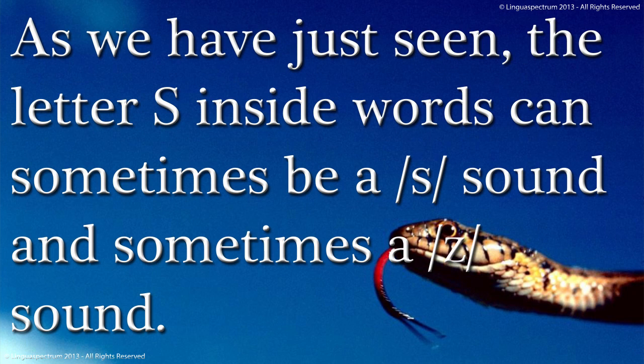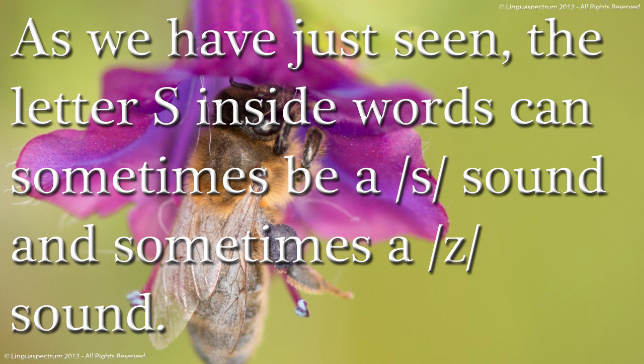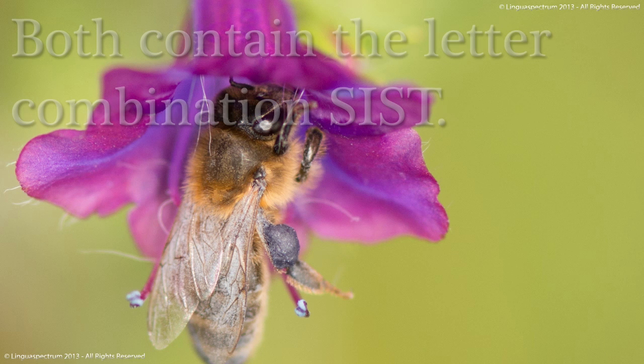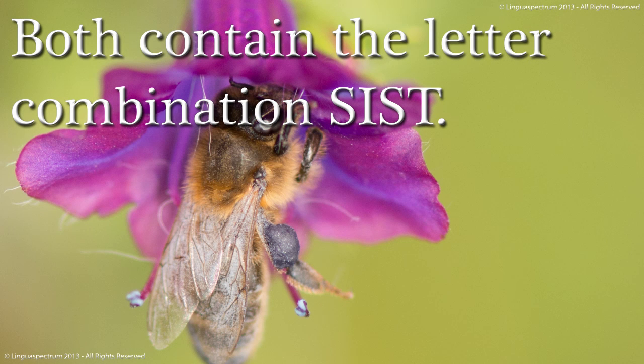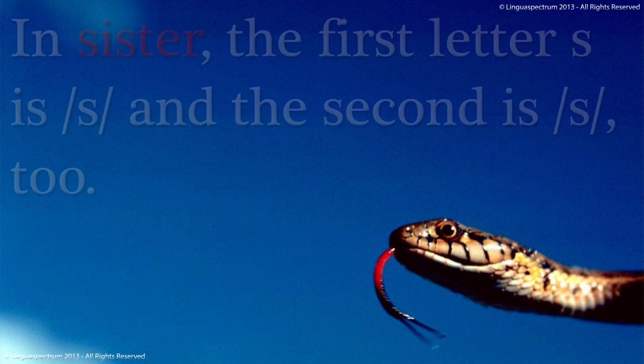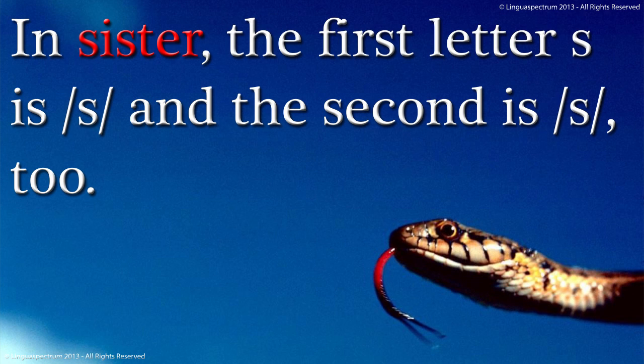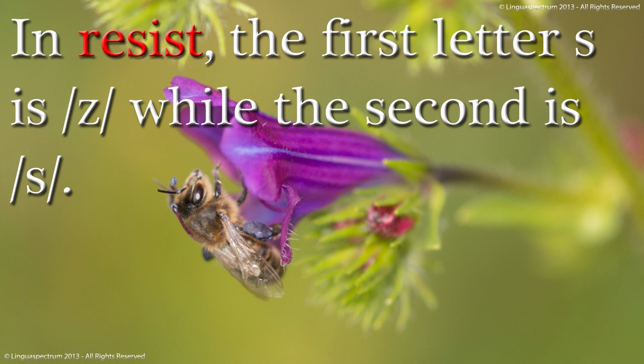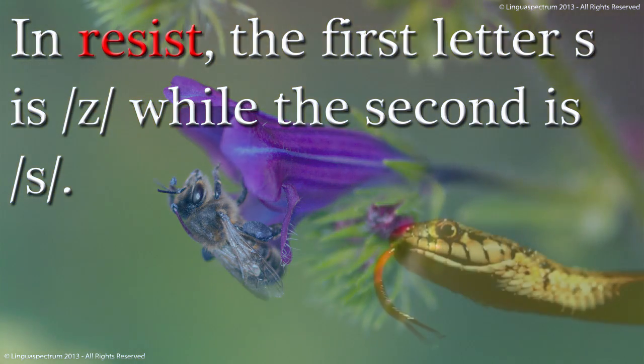As we've just seen, the letter S in words can sometimes be an s sound and sometimes a z sound. Other examples are the words sister and resist. Both contain the letter combination SIST. In sister, the first letter S is s, and the second is s too. In resist, the first letter S is z, while the second is s.